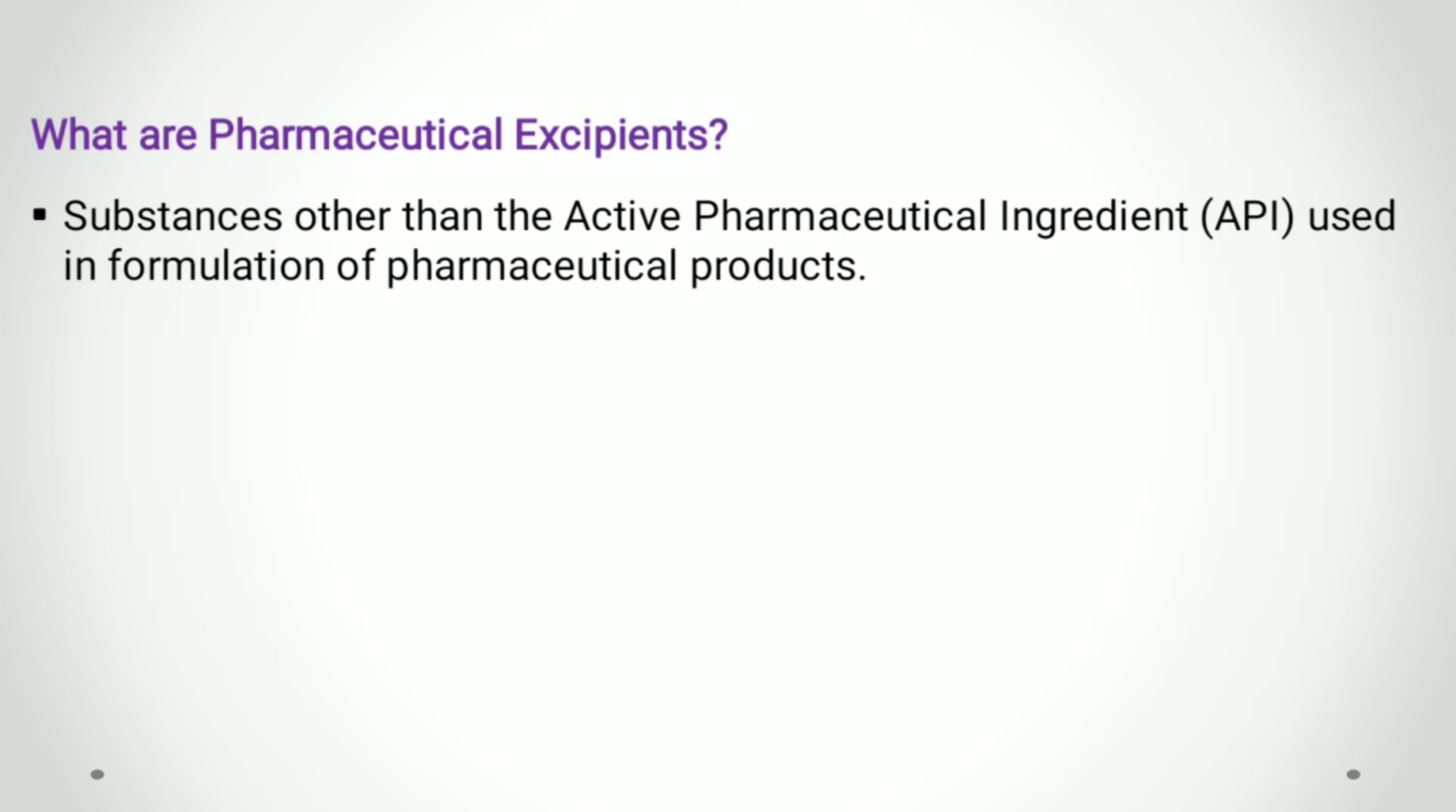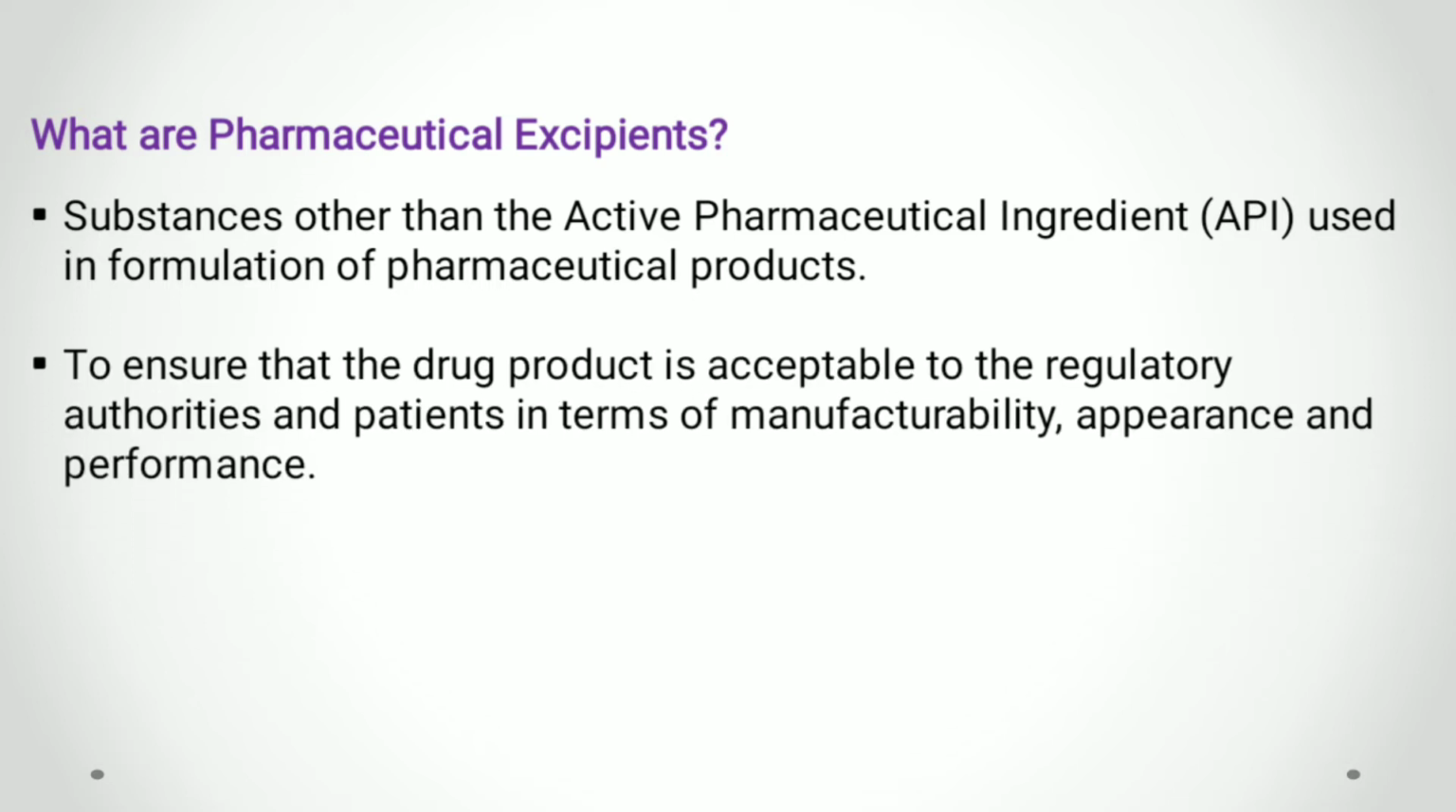Now, whenever we are formulating any dosage form, along with active ingredient, we also require various ingredients like bulking agent, disintegrants, stabilizers, solvents, lubricants, binders, preservatives, etc. So, all this other than your active ingredients, they are said to be pharmaceutical excipients. Then, this is used to ensure that the drug product is acceptable to the regulatory authorities and patients in terms of manufacturability, appearance and performance.